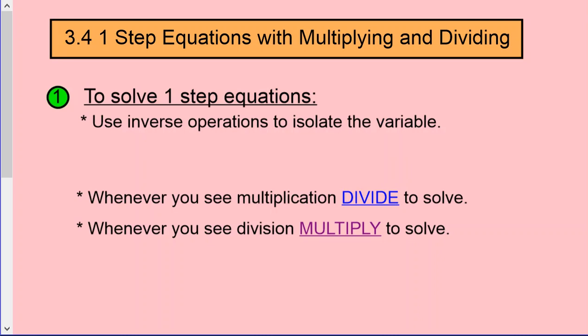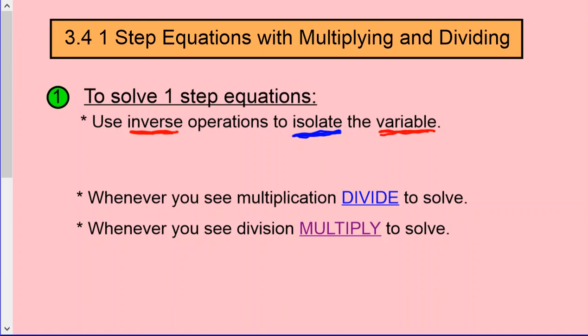So, when we want to solve one-step equations, we're going to use inverse operations to isolate the variable. Inverse means opposite, so we're going to use the opposite operation. That'll be multiplication and division for this lesson. And we want to isolate the variable, so that means we want to get the variable on one side of the equation by itself. And again, remember that the variable is the letter that is representing the unknown for us.